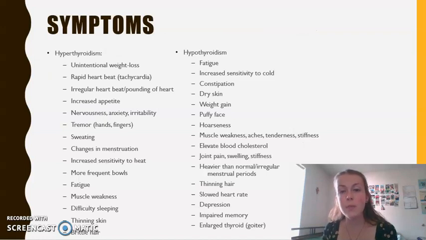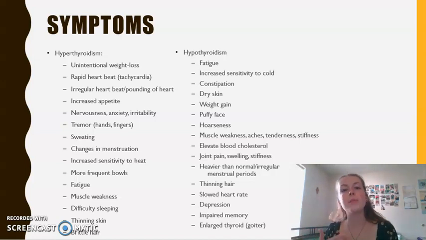So taking a look at our symptoms here, hyperthyroidism, we're going to have unintentional weight loss because our metabolic rate is going to be higher. We're going to have that rapid heart rate, increased appetite because of that higher metabolic rate. There might be nervousness, anxiety, irritability, tremors, sweating because your body temperature is up, therefore your increased sensitivity to heat.